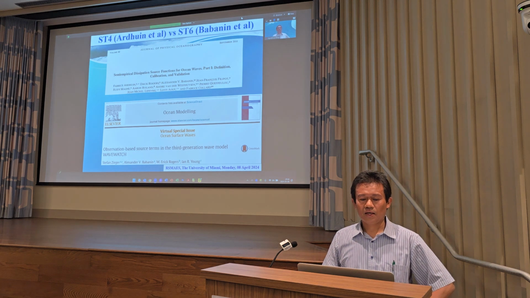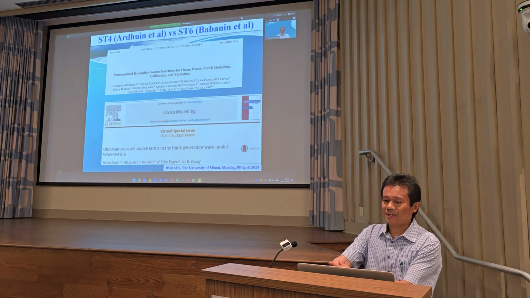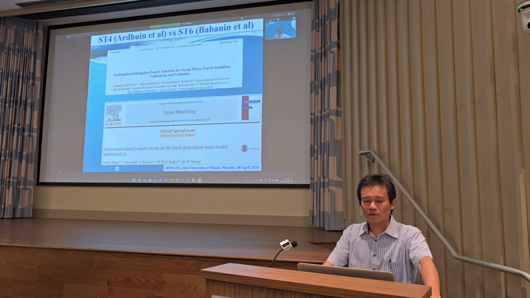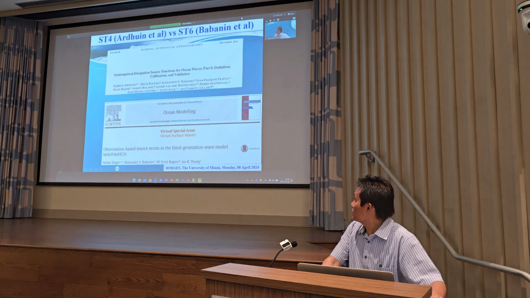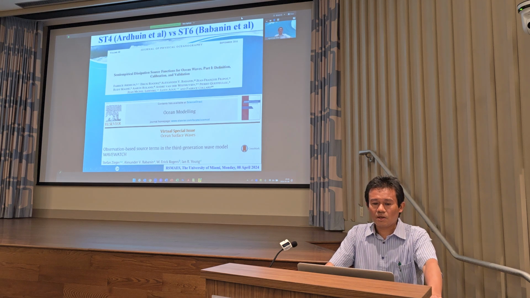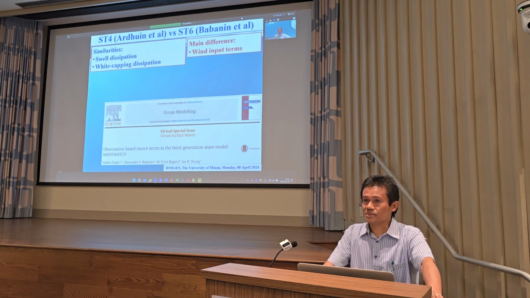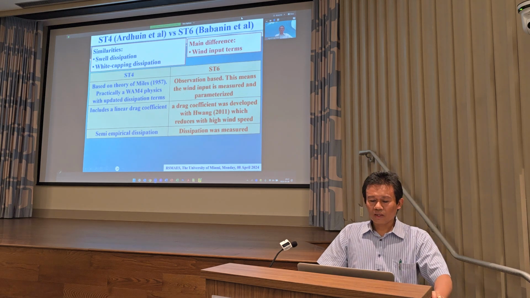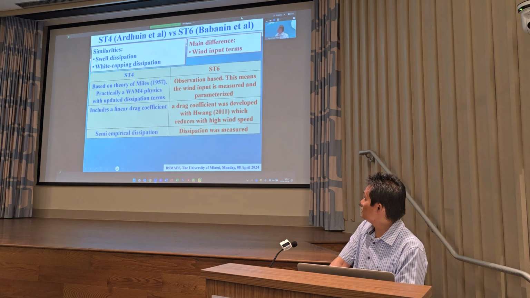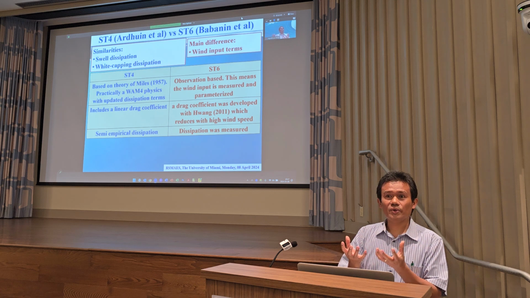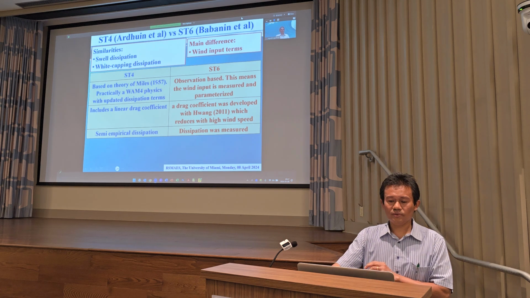I'll talk about the comparison between ST4 and ST6 in general. Here are the two main source terms. The first one is ST4, and underneath is ST6. What are the differences? They are similar in swell dissipation and whitecap dissipation, but the main difference is the wind input terms, how they perform the wind input. The main difference is that ST6 is based on observations, meaning that to parameterize the wind they use observations, while ST4 is based on theory.